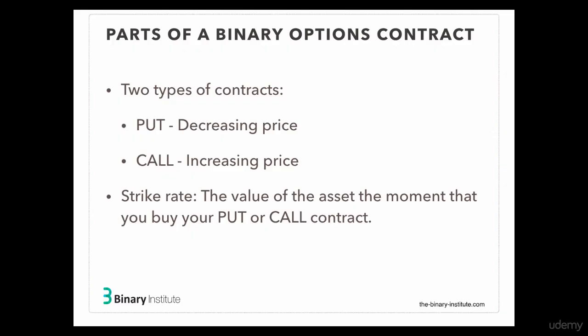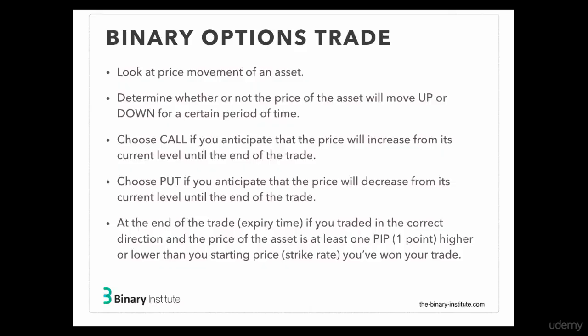Whenever you buy a contract, you're going to enter the market at a specific price, which we refer to as the strike price, or some people say the strike rate. Now, this is the current price for the asset. And as we are binary options traders, we need to decide whether the price is going to be higher or lower than this price at the end of our trade. Now, let's see how this works exactly.